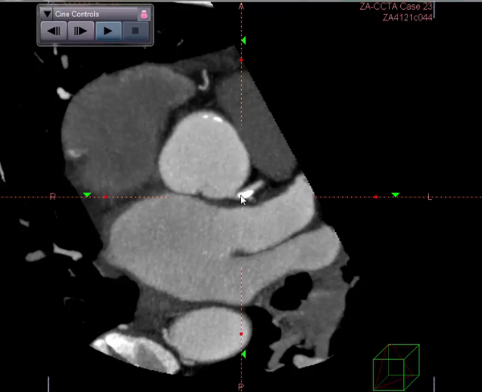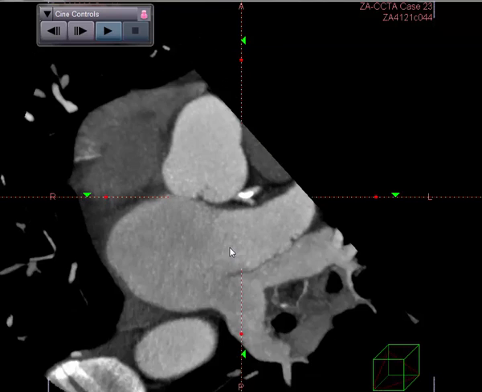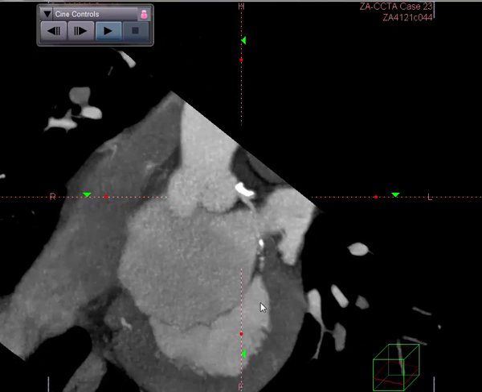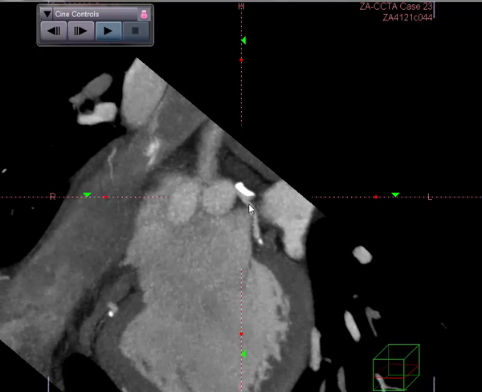Let's concentrate again on the left main. You can see there's some calcified plaque. Let's rotate around this area. Probably some loss of lumen in this area. I would say probably about 50%.